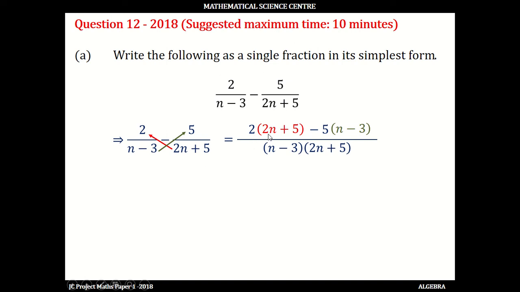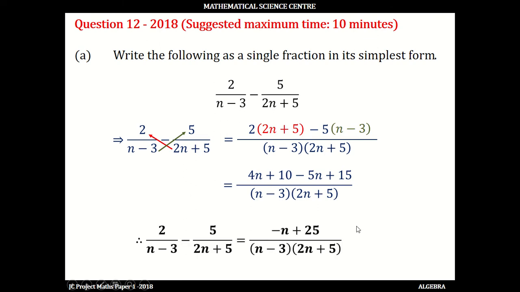Now 2 by 2n is 4n, 2 by 5 is 10, minus 5 by n is minus 5n, and minus 5 by minus 3 is a plus 15. On the bottom then we still have n minus 3 by 2n plus 5. Next of all then, on top we've got 4n minus 5n and 10 plus 15. 4n take away 5n is minus 1n, 10 and 15 is 25. So on top you get minus n plus 25, and the bottom stays as n minus 3 all over 2n plus 5.